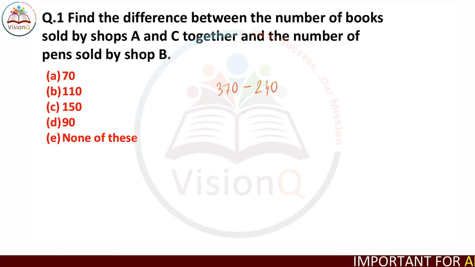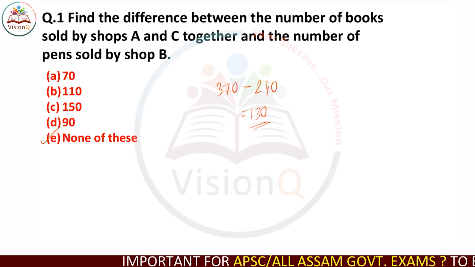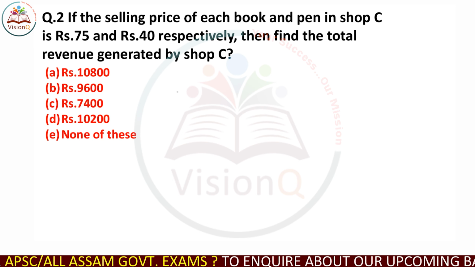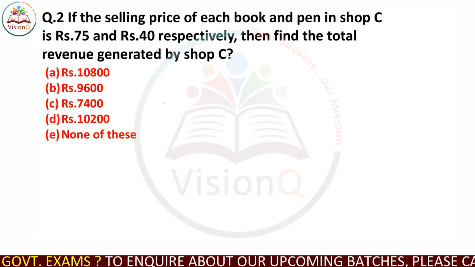So 370 minus 240 will be 130. So the correct answer is option number E, none of this. In the next question, question number 2, it is asked to find out the revenue generated by shop C.